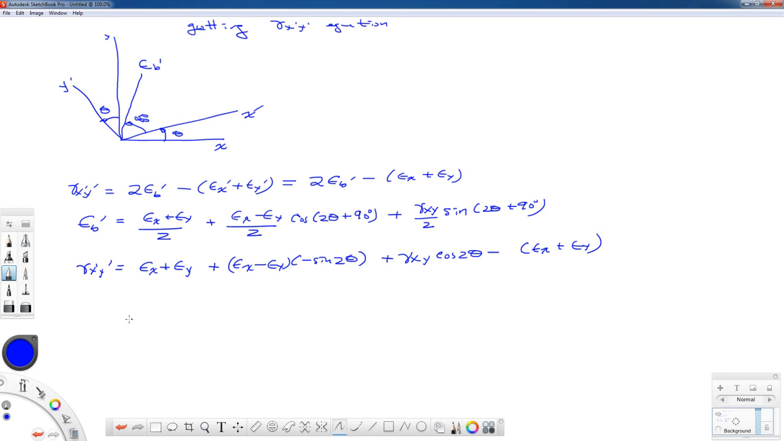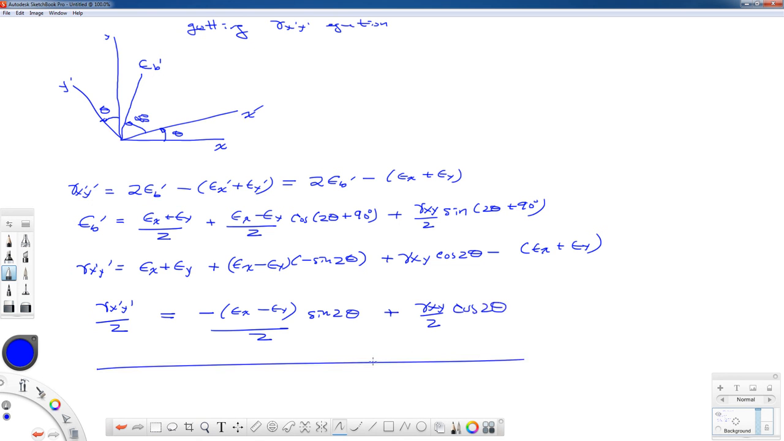And if I divide both sides by 2, I get gamma x prime y prime over 2 is equal to the negative, it's the negative sign from right here, the quantity epsilon x minus epsilon y divided by 2 times the sine of 2 theta, plus gamma xy over 2 cosine 2 theta. Alright, so that's the equation that we wanted to show, just to kind of complete that. I think it helps to talk about strain gauge rosettes first and then show this equation.